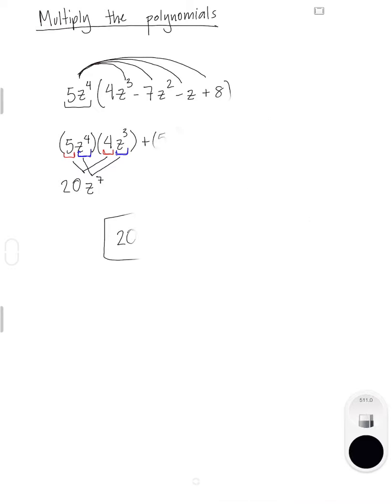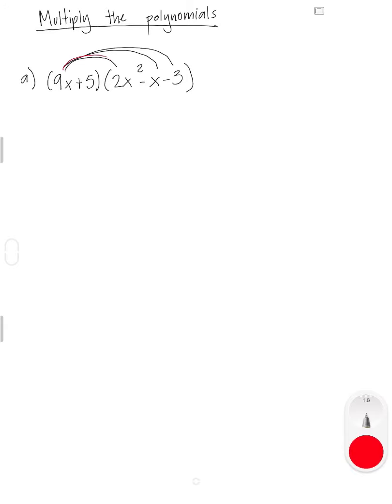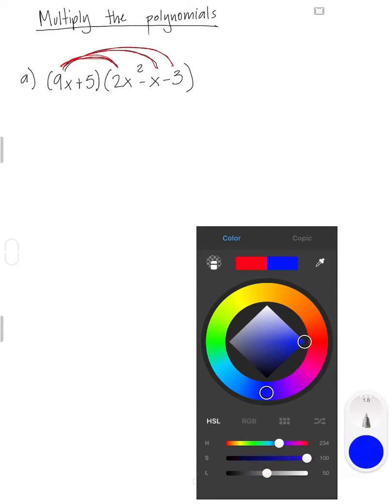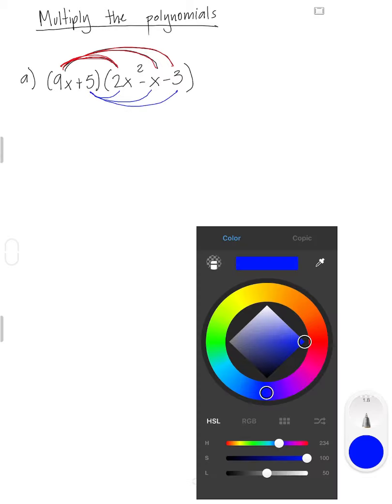So for this other example, we're going to have 9x plus 5 times 2x squared minus x minus 3, right? And what's going to happen is that first the 9x will be distributed to everything in the other parentheses. Let me change the color of that. So 9x will multiply 2x squared, and then it will multiply negative x, and then it will multiply negative 3. And then the 5 will get distributed as well. So 5 times 2x squared, and then times negative x, and then times negative 3. So everything gets multiplied by everything.